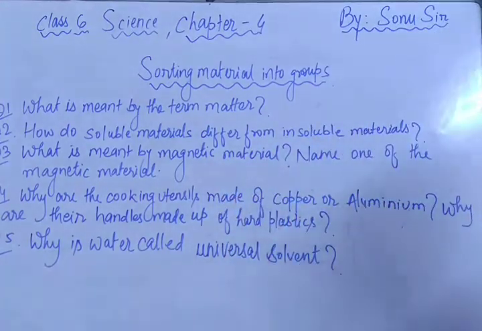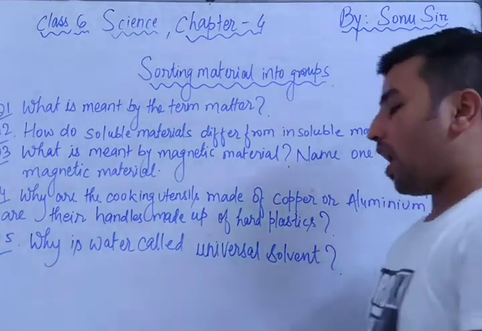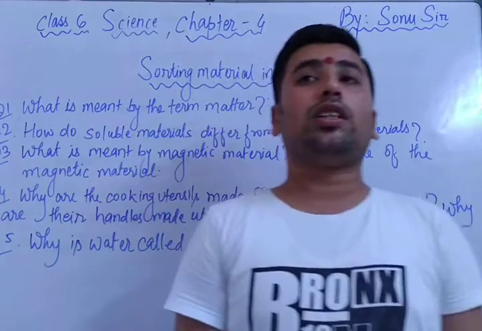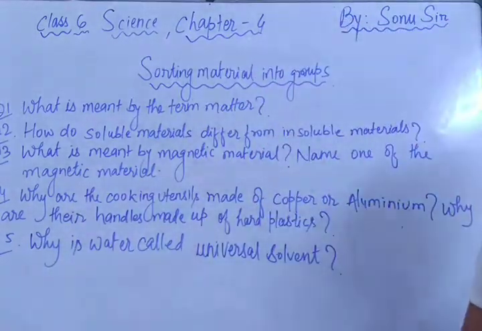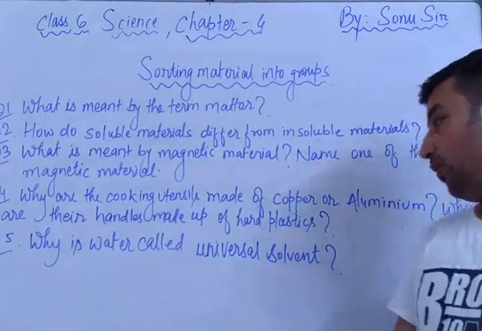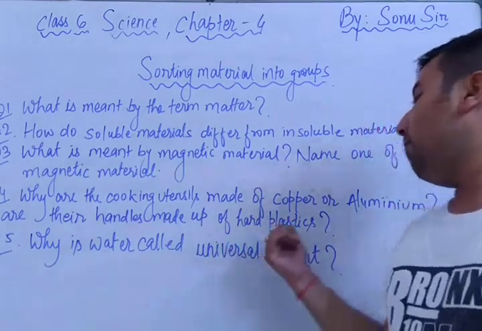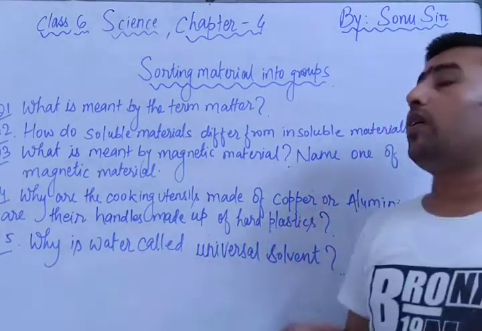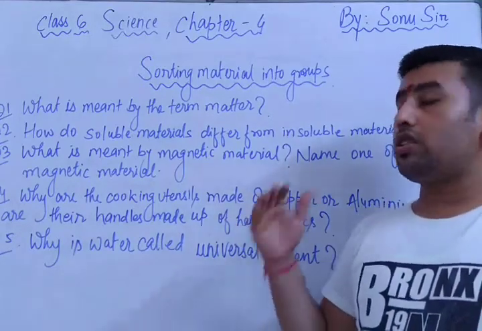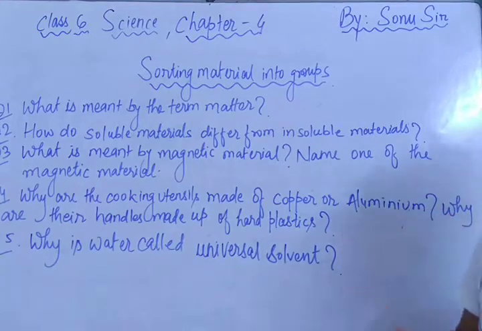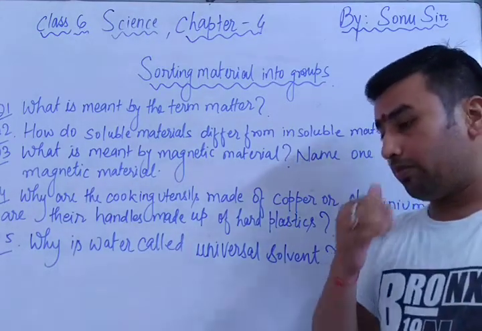Now question number 4. Why are the cooking utensils made of copper or aluminium? Why are their handles made up of hard plastic? See, first of all, you must understand the question. The question just wants to say to you, why are the cooking utensils made up of copper or aluminium? First part of the question. Why are their handles made up of hard plastic? Second part of the question. First of all, we should answer the question part by part. First part, why are the cooking utensils made up of copper and aluminium?